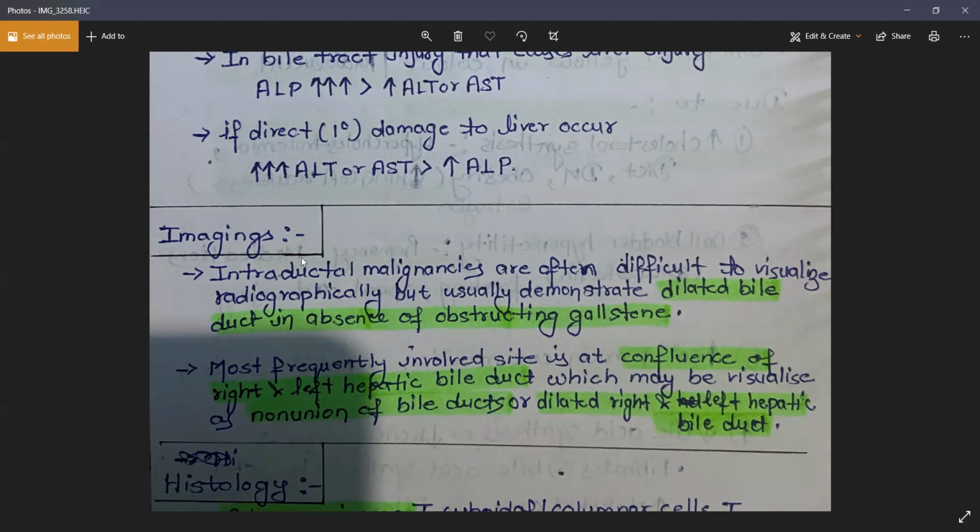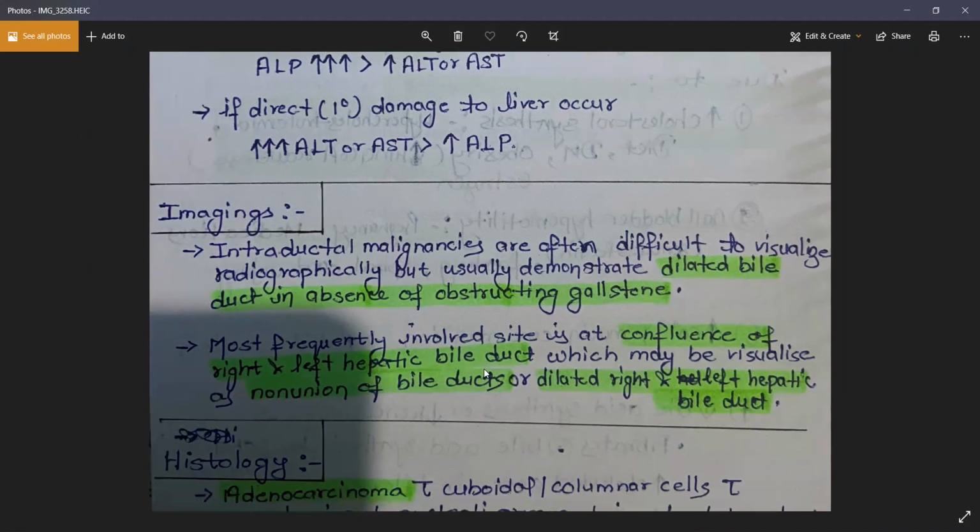So a dilated bile duct in the absence of any gallstone suggests cancer pathology, right? Generally, this cancer is present at the confluence of the right and the left hepatic duct, which means the point where the left and the right hepatic duct meet to form the common bile duct. So you won't see any union of these ducts on the imaging. This is also an important diagnostic thing.